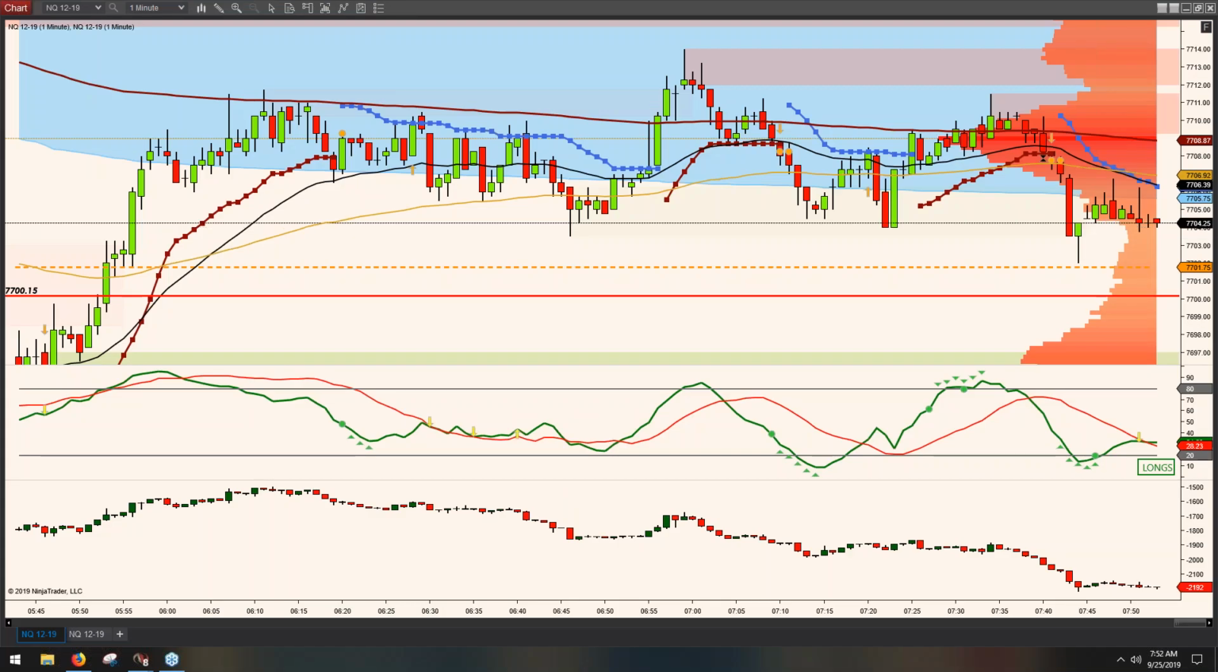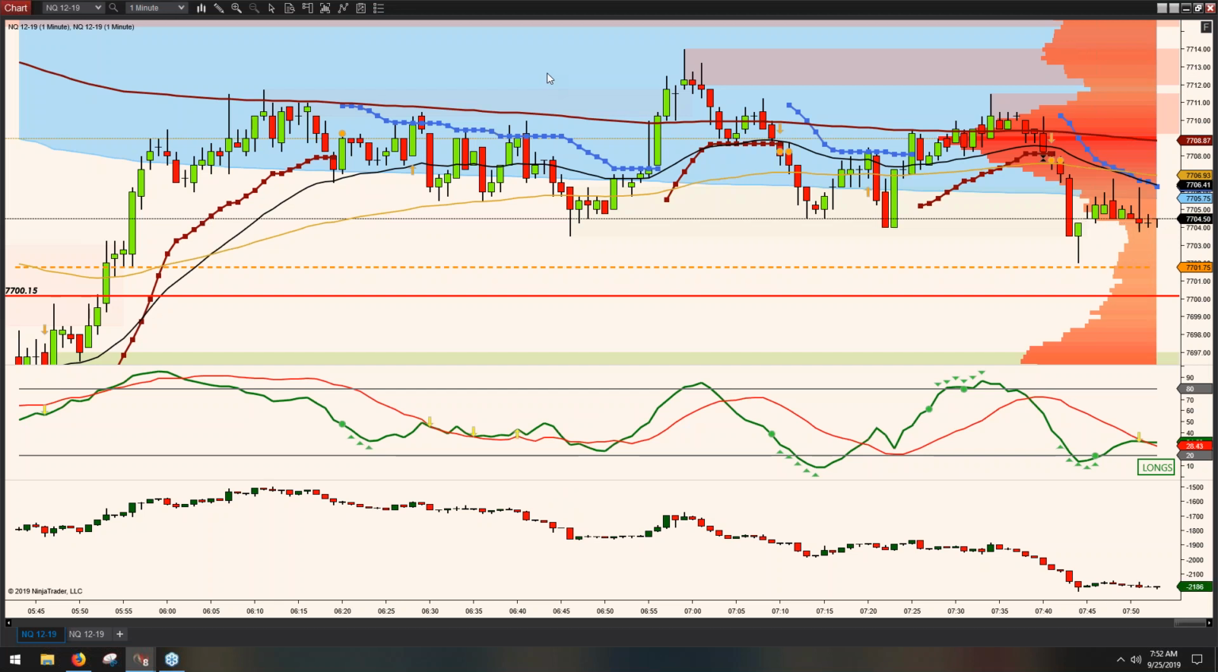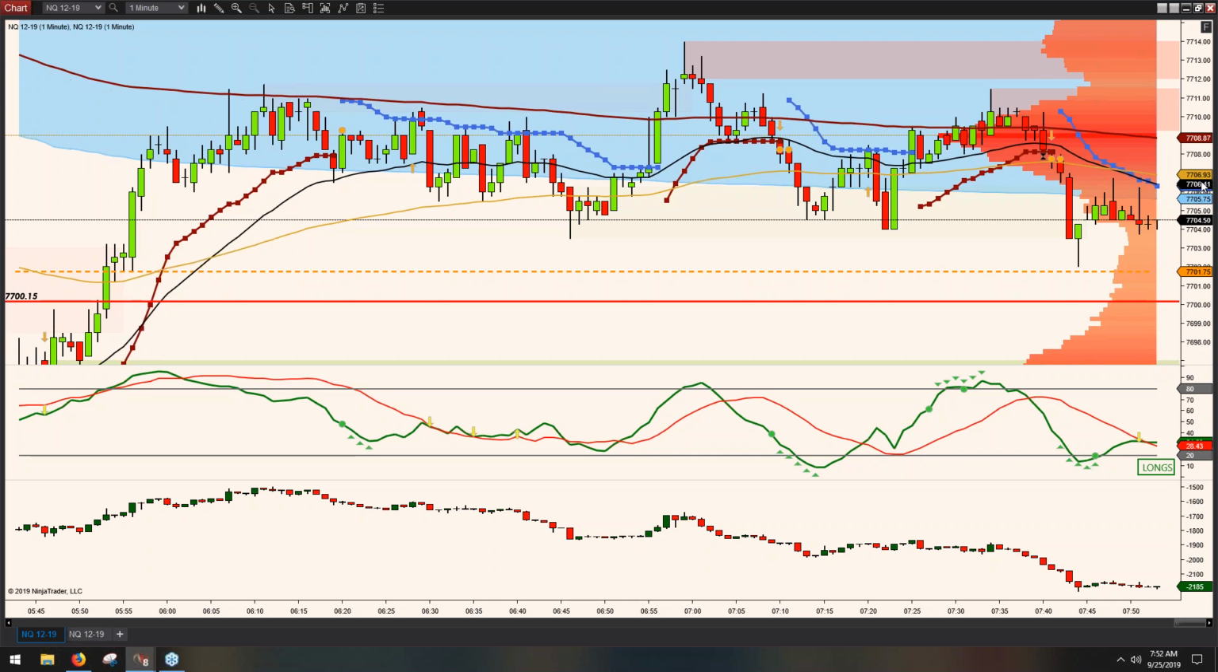Okay, so what you're looking at here is a 1-minute chart of NQ this morning. Obviously it's pre-market, but it's just as easy to show you. I have a 1-minute setup that I like to trade, and I'm not saying go ahead and trade it pre-market. It's just easier to show you with the volume profile over here.